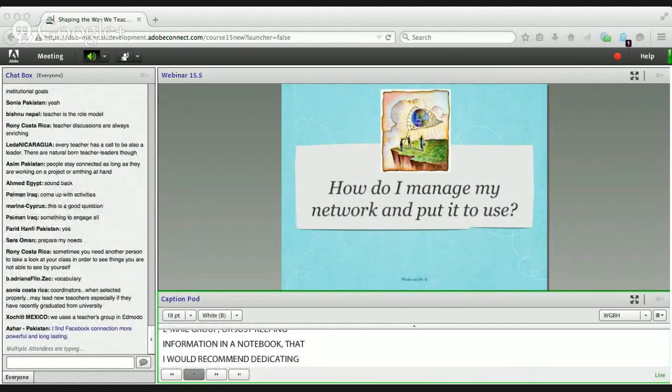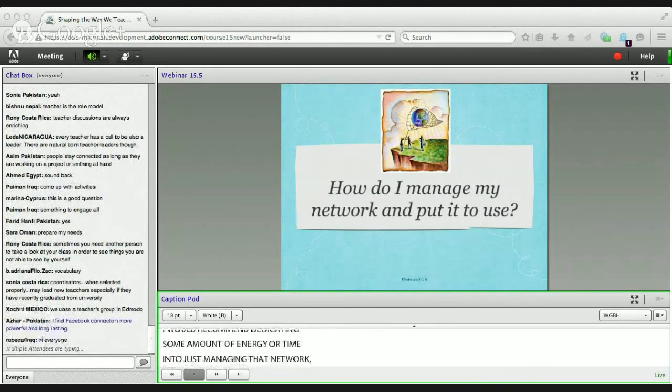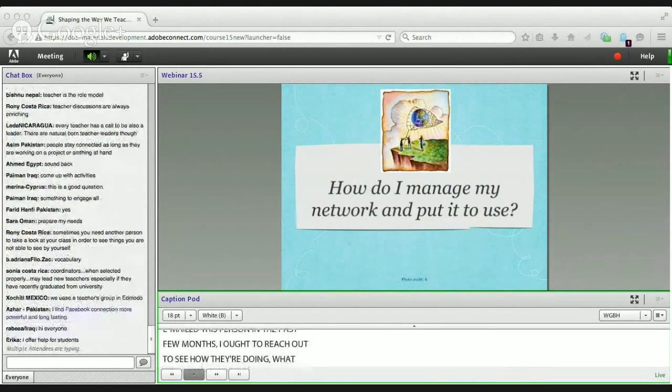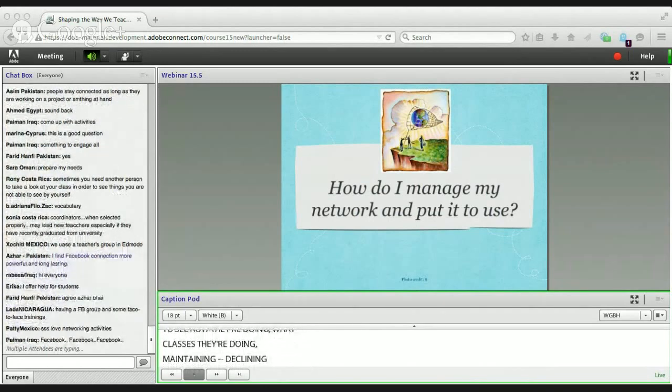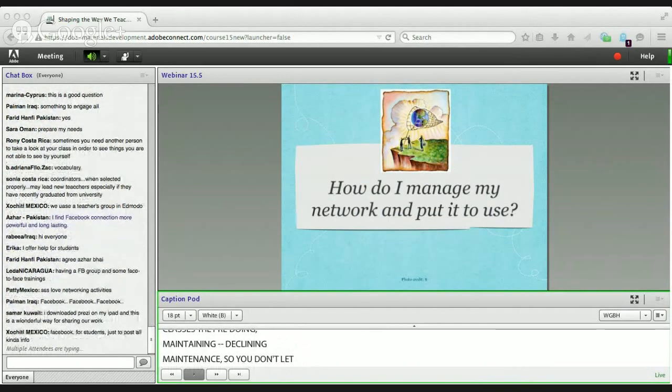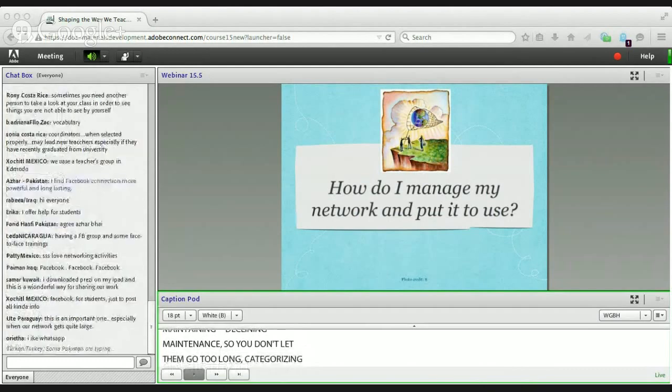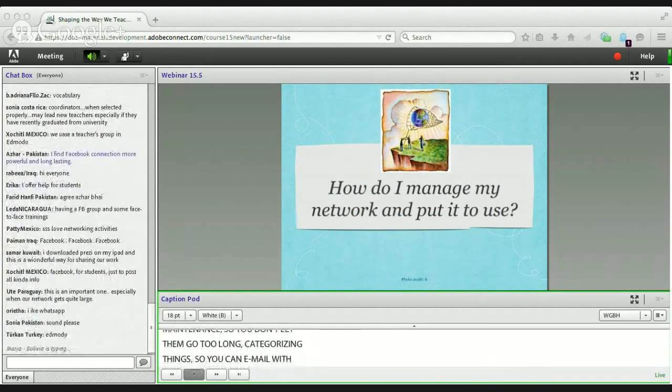And this might include, I haven't emailed this person in a few months. I really should reach out and see how they're doing, what classes they're teaching right now, to, again, just do that maintenance, maintaining those relationships so you don't let them go too long, and prioritizing information, categorizing things. You can make email groups so you're communicating with the same people about the topic that you all are familiar with. So now we're going to talk about how to put your network to use. What are some ways that you can actually collaborate with people and use your network to help you?